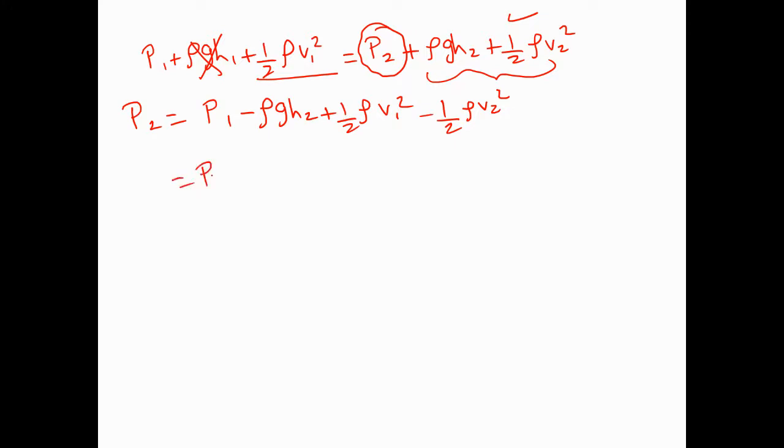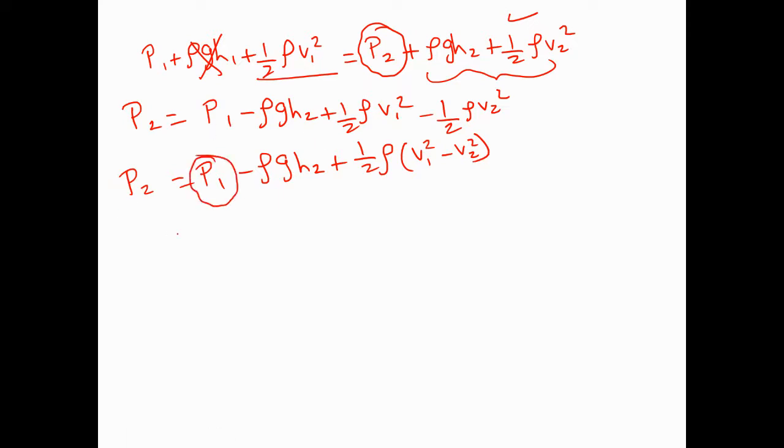I can just write P1 minus rho g h2, and here I can take half rho outside because both terms have half rho. If I take it outside, this becomes v1 square minus v2 square. Right. So now you can see the question.